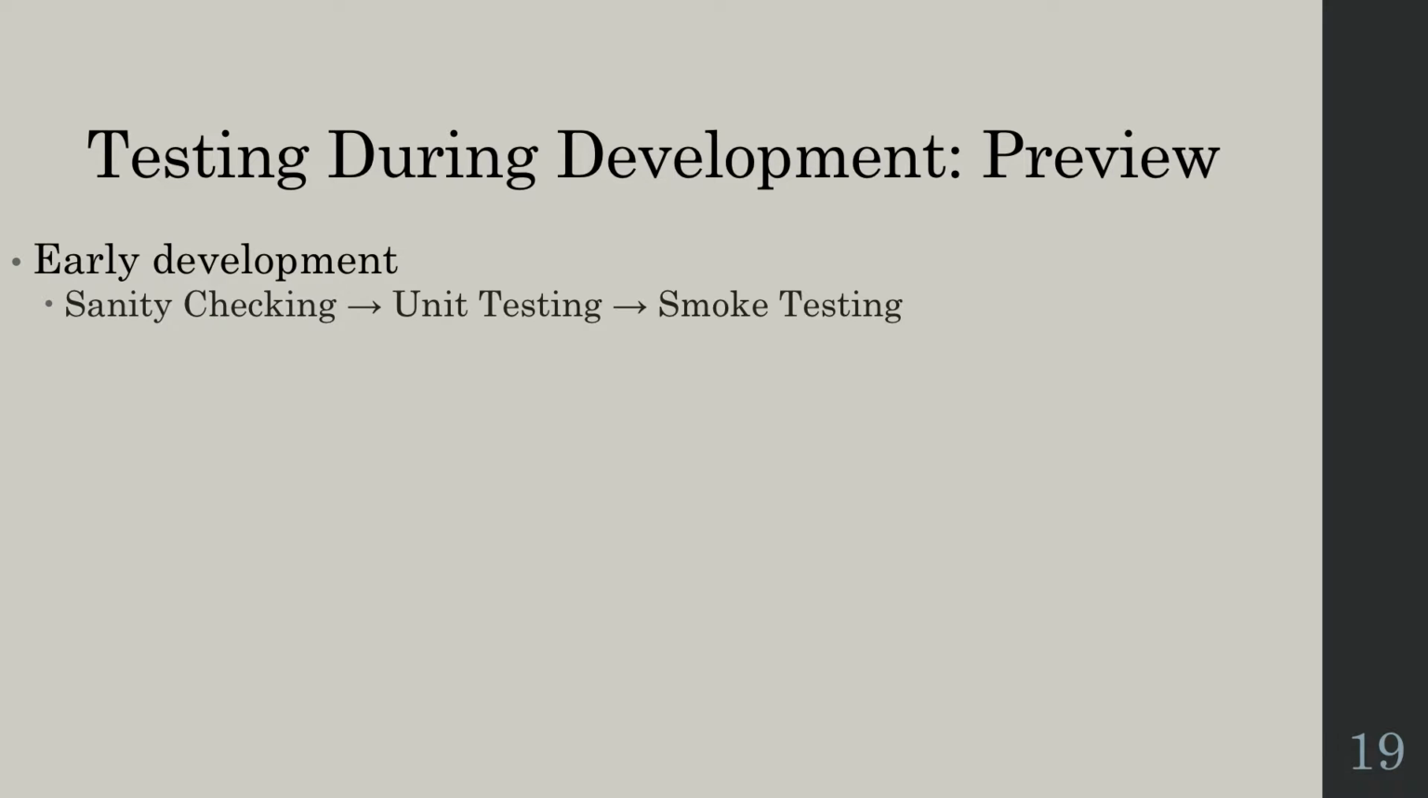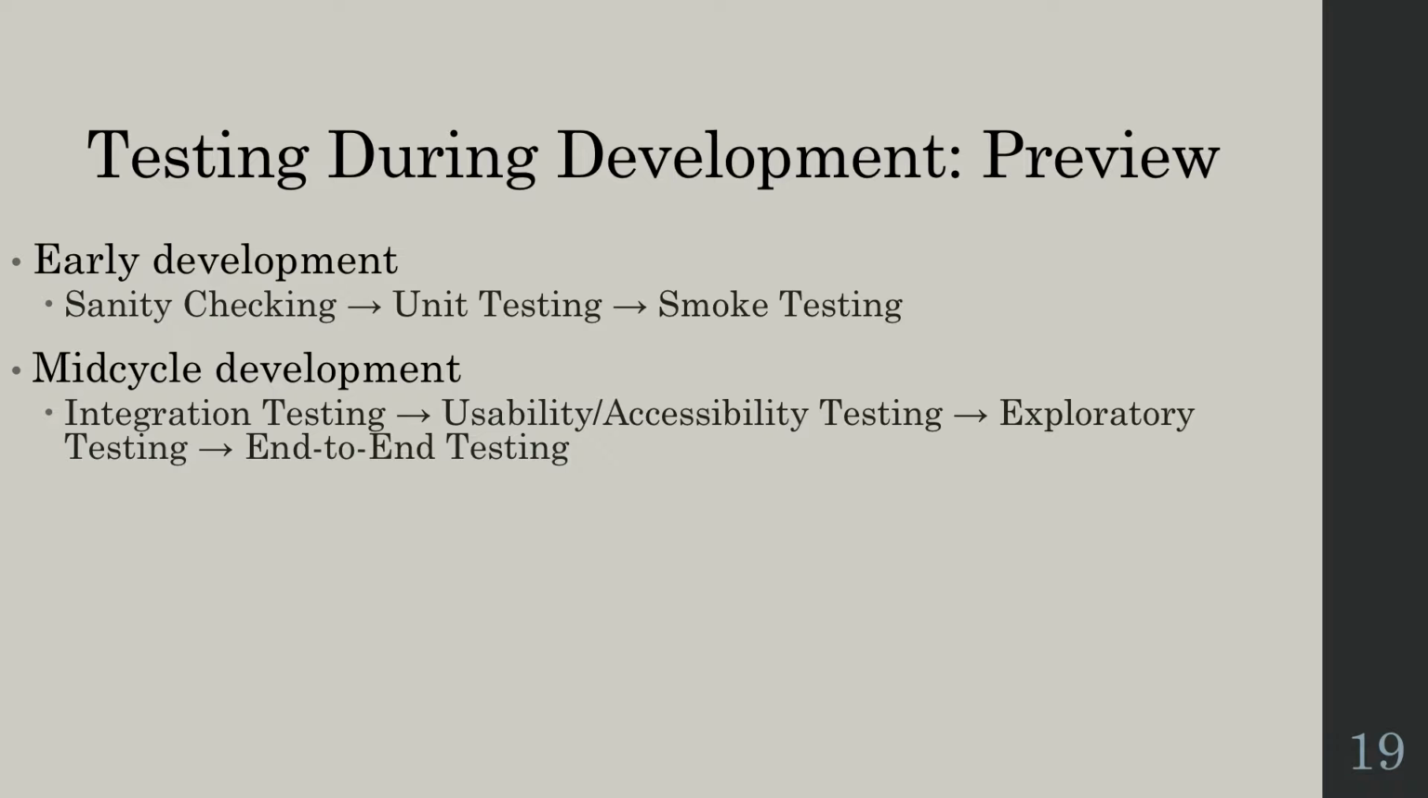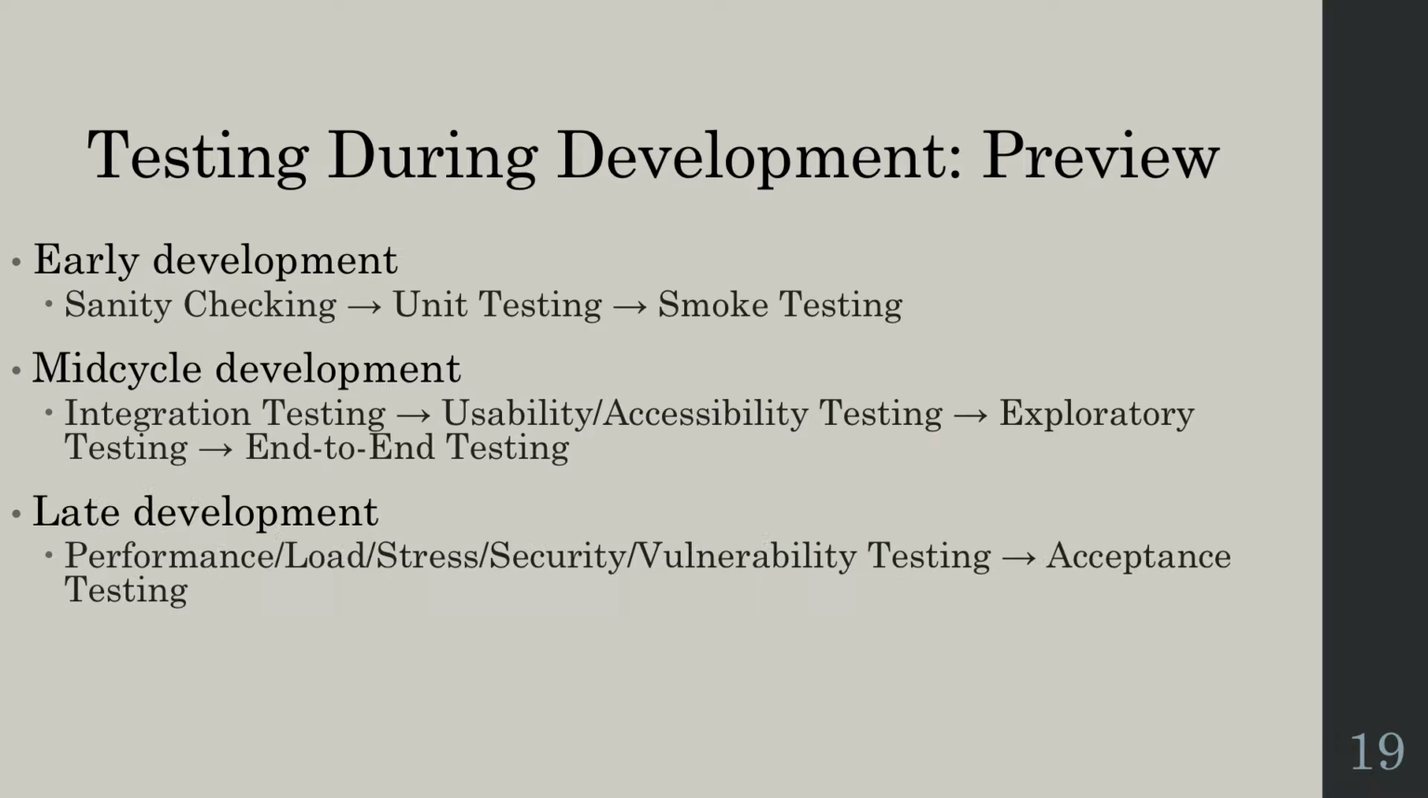So, I'm going to split all these different kinds of testing into early development, mid-cycle development, late cycle, and then post. In early development, we're going to talk about these kinds of testing: sanity checking, which some people call sanity testing, unit testing, smoke testing. And then mid-cycle, we're going to talk about integration, usability and accessibility, exploratory testing, and end-to-end testing. In late development, we're going to go over kind of a smorgasbord.